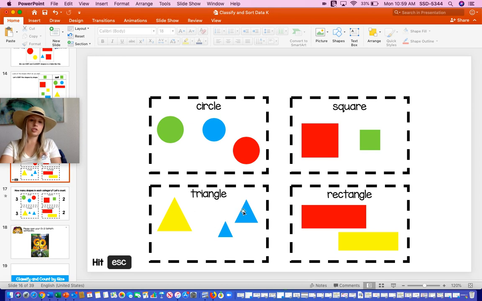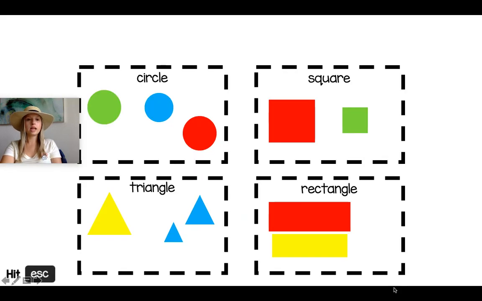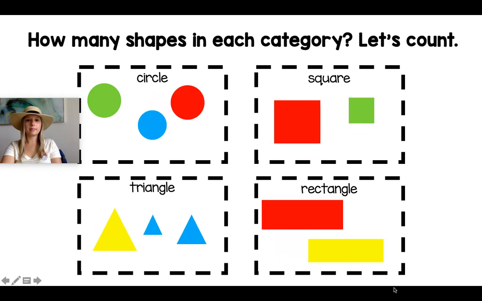Let's take a look at the triangles. They're not all the same color. They're not all the same size, but they're all triangles. Look at the squares. Not the same color, not the same size, but they're both squares. And look at these rectangles. Not the same color, not the same size. Look, they're different in size, but they are both rectangles. So that's how we sort by the shape.